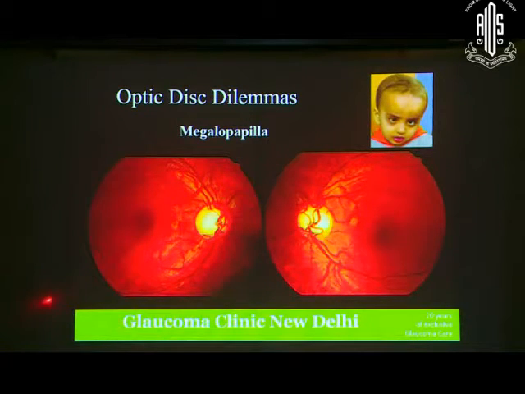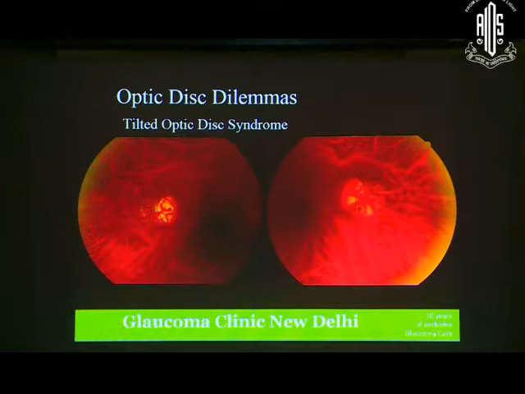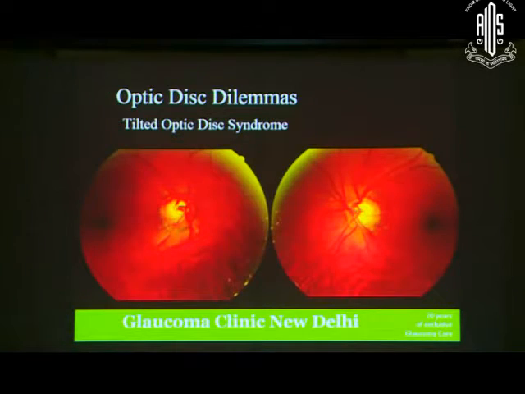Typically, megalopapillae can be associated with some CNS malformations. So it's always good to have the pediatrician look at the child and get some sort of radiological imaging of the brain. Tilted discs is again what we commonly see. They are bilateral, not inherited, associated with a fair amount of mild to moderate myopia. Typically these discs are tilted inferiorly and nasally, and the blood vessels usually arise from the temporal side.